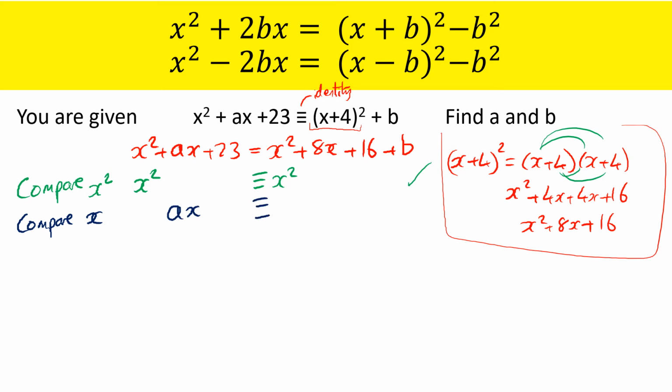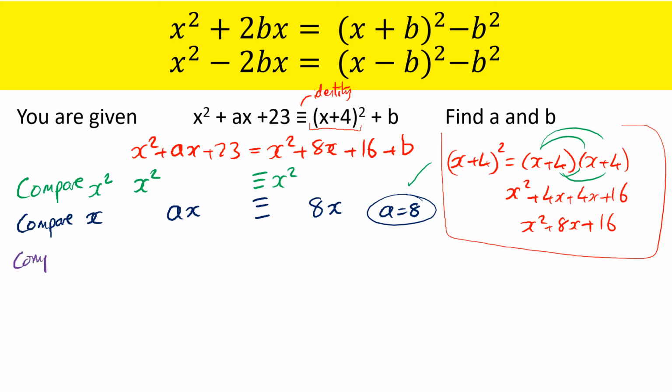And on the right hand side we have got 8x, and there's also a 16 and a b, but they haven't got x attached to them. What does that tell us? If ax is equal to 8x, that just tells us that a equals 8. So that's one of the problems solved. Okay, so we compared the x squared, we compared the x's. What else could we do?